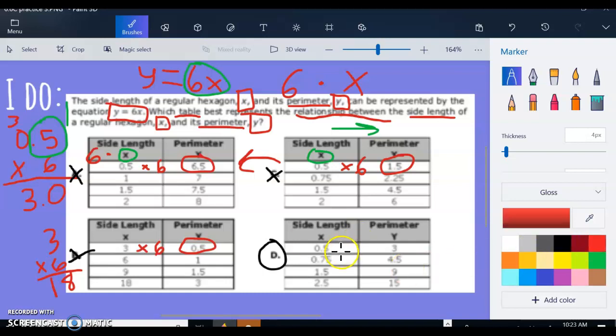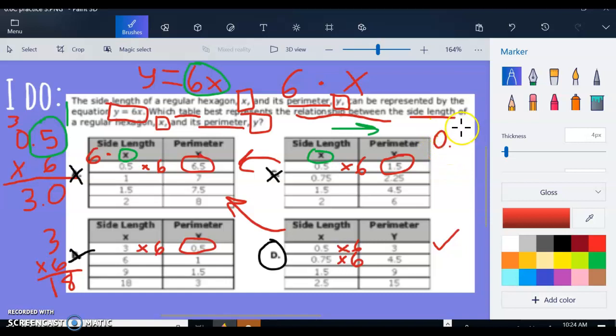Alright, so first off, 0.5 times 6. Remember, we did that over here on this table. Our answer was 3.0. 3.0 is the same thing as 3. So we can go ahead and put a little check mark right here. Let's check out 0.75 times 6. I'm going to do this up here for you.